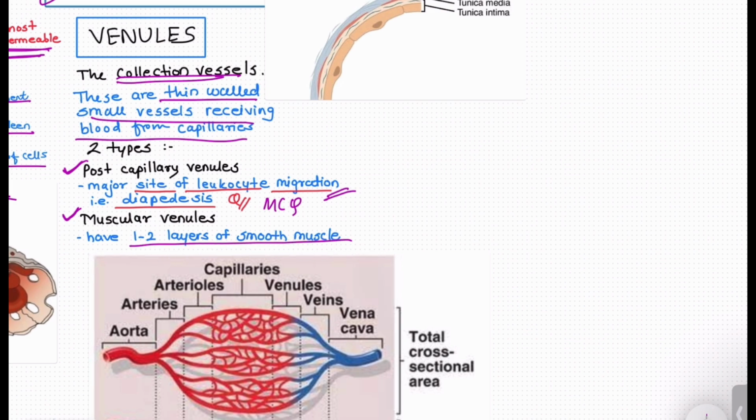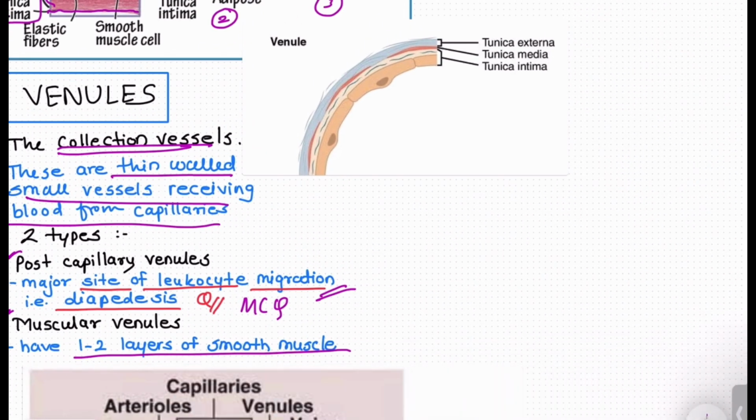You can see in a venule there is tunica intima, then media and externa. As I said before, the basic structure of blood vessels, that is tunica intima, media, externa, and whatever they contain, like smooth muscle and elastic fibers, is common to all these types of blood vessels. Only the composition will change, and their properties, actions and functions are also different.